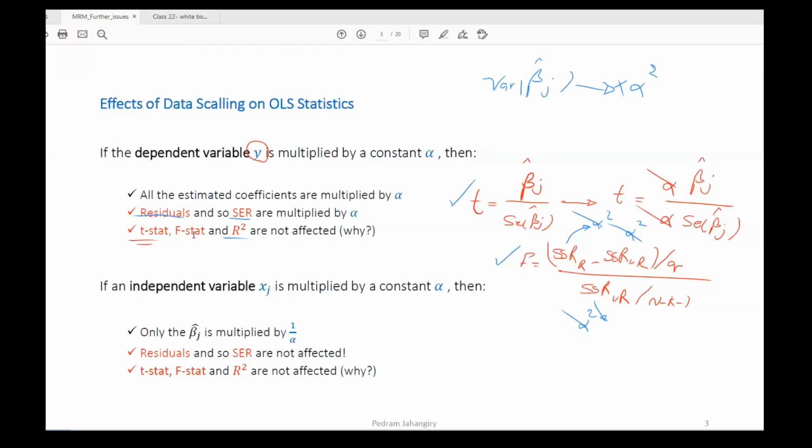And then we're going to say that if an independent variable xj is multiplied by a constant, what will happen? This was a question for your midterm 1, so we already talked about it. If x is multiplied by alpha, then the coefficient of only that x is going to be multiplied by 1 over alpha, and none of the other coefficients are going to change. So if x is education, if I multiply education by alpha, the coefficient of education only is going to be multiplied by 1 over alpha, and nothing else is going to change. The variance of beta hat j, residuals, standard errors, t-test, f-test, r squared, nothing is going to change.